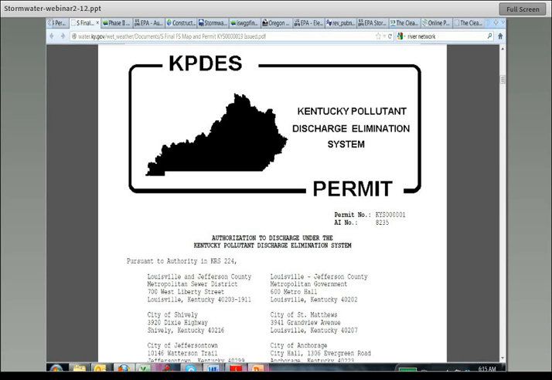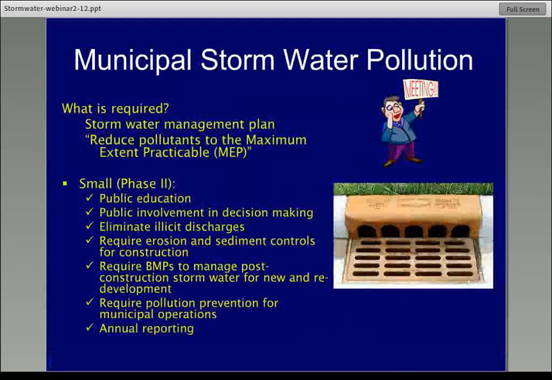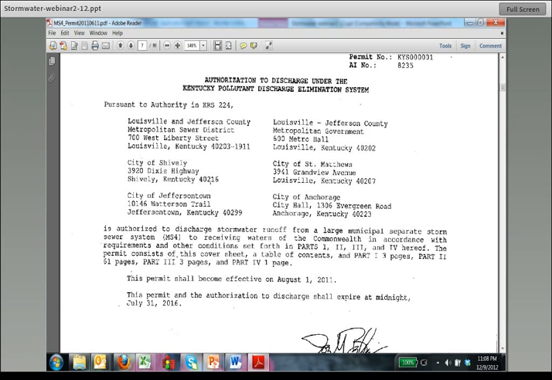So what I have just put in here is an example of a Kentucky Pollutant Discharge Elimination System permit for stormwater. It's an example of what you would see, and some parts of it look very much like a regular wastewater discharge permit. As you see here, there are several entities that are co-permittees, and lower down on the page you have when the permit's effective and when it will expire. Those are some of the basic elements that you'll see on the cover page.